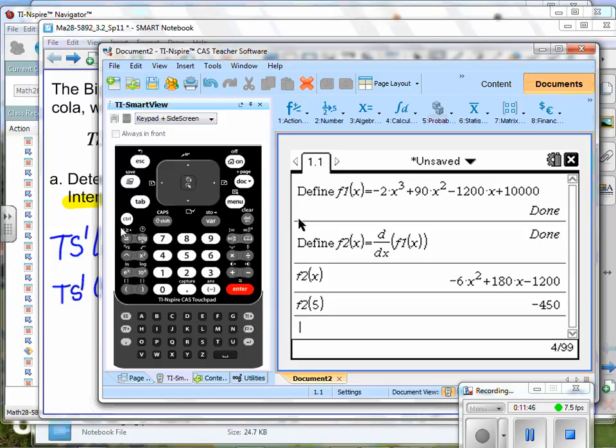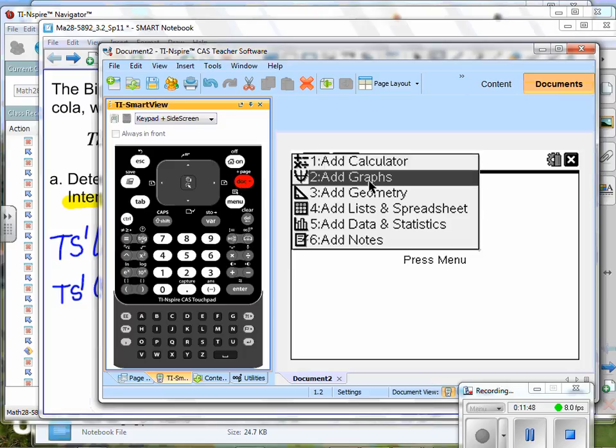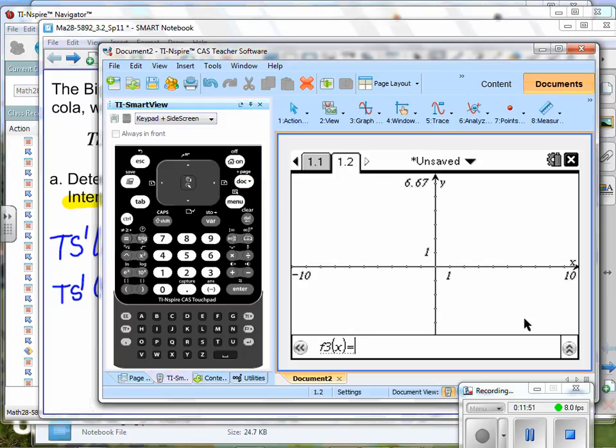Okay, I'm going to add a graph page, so whatever way you can, add a graph page. And we're going to graph, of course, the total sales. So that means the original function. This is another common error I'm seeing on the quizzes and tests, that we're confused on which function to graph. You're always going to graph the original function. Just tuck that away. You're always going to graph the original function. Now, when I press enter, I don't see this at all.